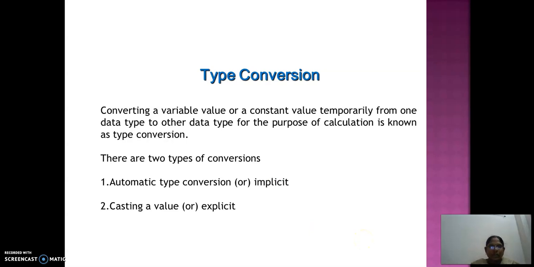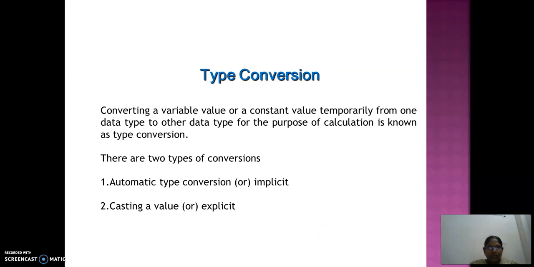What actually is type conversion? Type conversion is the process of converting a variable value or a constant value temporarily from one data type to another data type for the purpose of calculation. That means if you want to convert from one data type to another data type, we are going to use type conversion. There are two types of conversion.